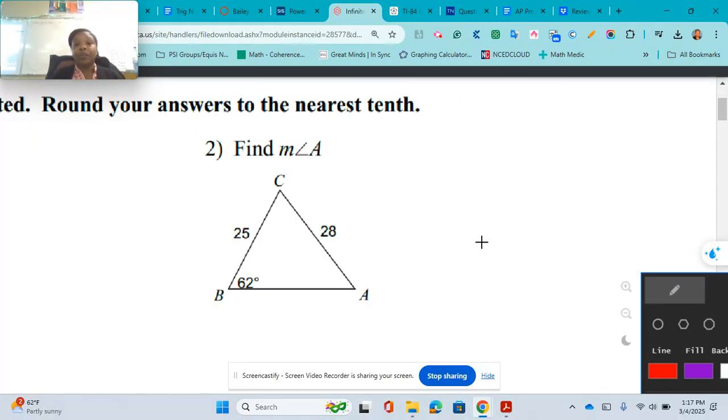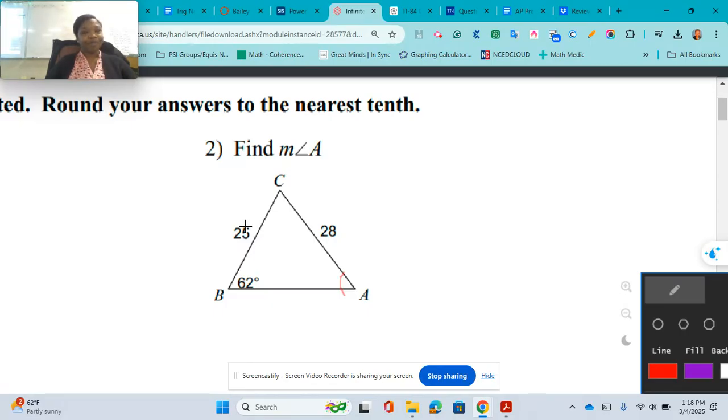Now, for number two, we are looking for the measurement of the angle A. So this measurement, the angle A. Please let me know if you're not able to see my pen mark. First we want to see if we're able to use the law of sine. In order for us to use the law of sine, we need to have an angle with a side length and another angle or side length. Are we able to use the law of sine on this problem? An angle, a side length with another side length or angle.